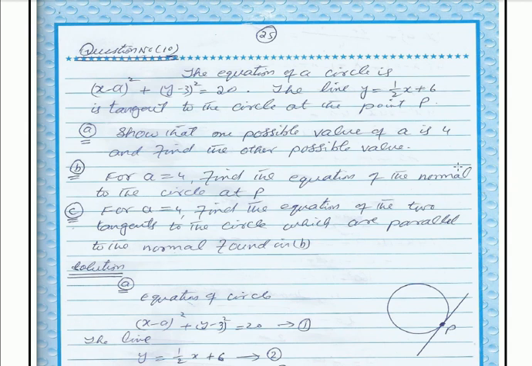For question number 10, the equation of a circle is (x minus a) whole square plus (y minus 3) square equal to 20. The line y equal to 1 by 2 x plus 6 is tangent to the circle at the point P. Part A: show that one possible value of a is 4 and find the other possible value. Now we shall find out the other possible value of a.